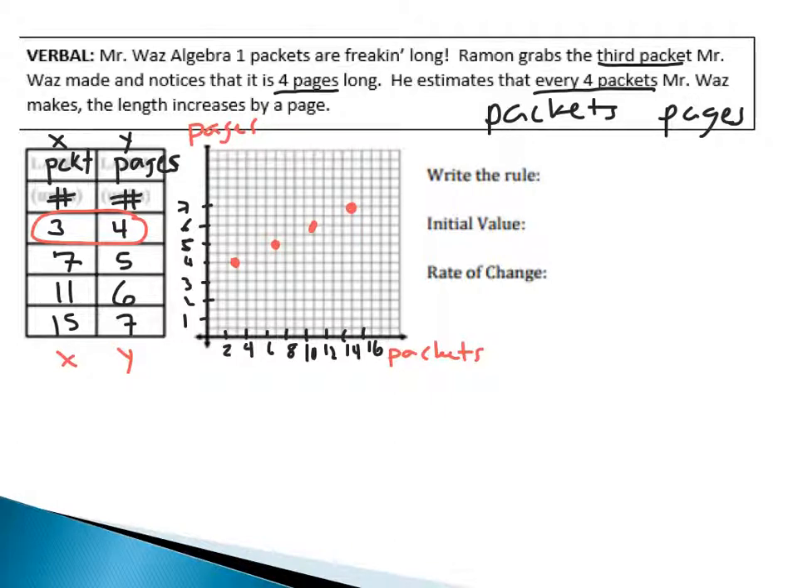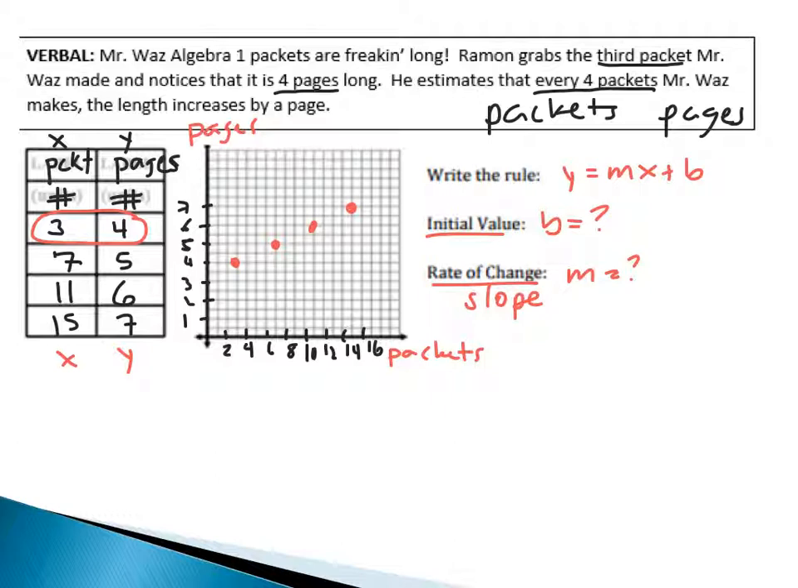Remember, our goal is to write the equation. So from a graph, remember to write our equation, we need y equals mx plus b. The two things we need are our initial value, which is our y-intercept, and our rate of change, which again is our slope labeled m. So we have to be able to determine these two values.